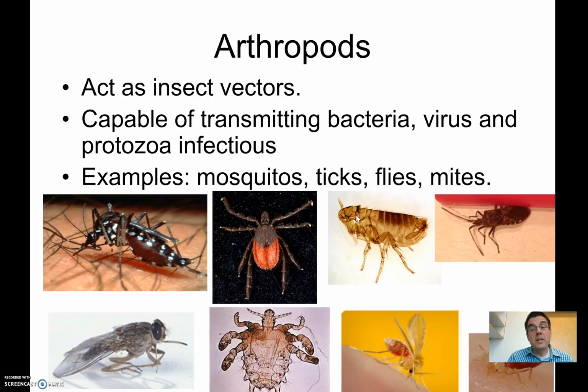Fleas are known for transmitting plague. You have your triatomine bug, or your kissing bug, and they're able to transmit Chagas disease. You have your tsetse fly with African sleeping sickness. You have your lice, and they're able to transmit louse-borne typhus. You have your sandflies that I talked about, and then you have this little one right down here.